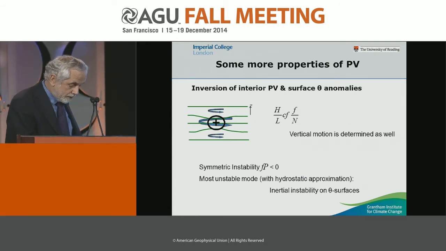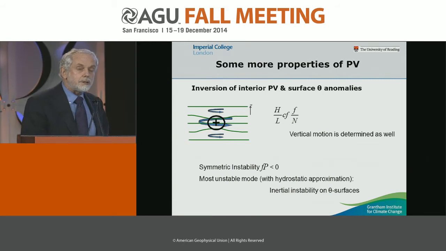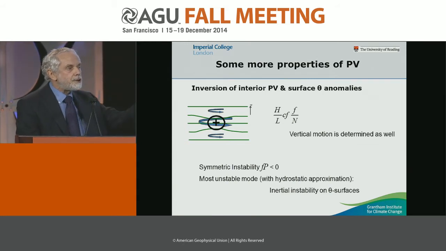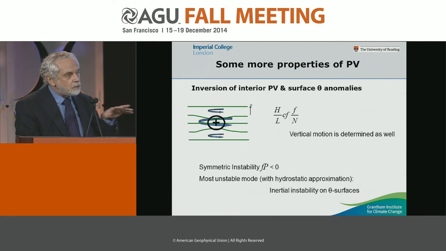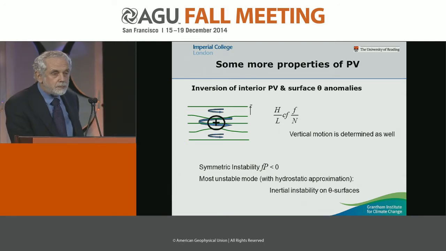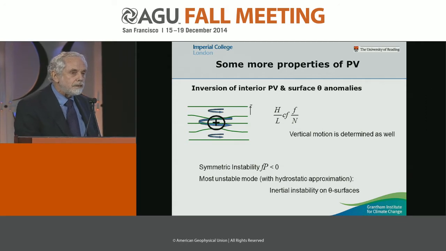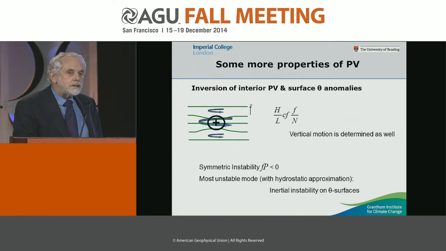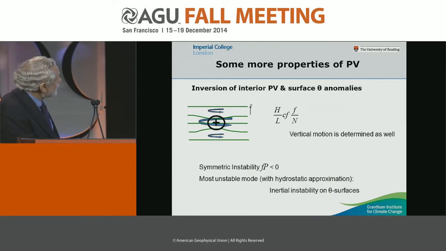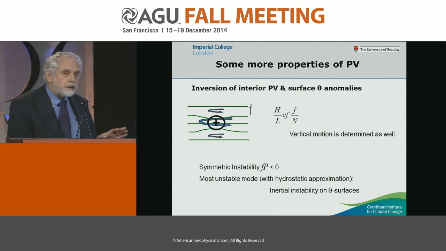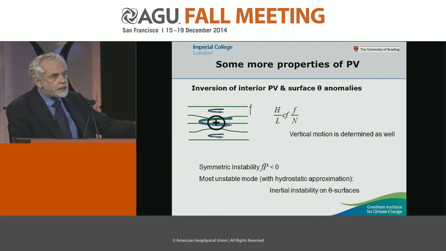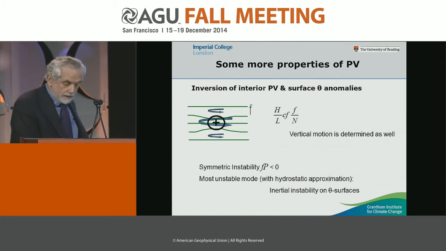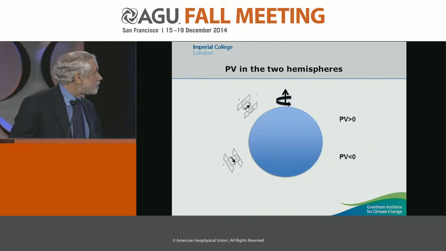Just another aspect of potential vorticity, the symmetric stability of a fluid. So if you have a motion in a direction, and you're thinking about the stability to perturbations independent of that direction of flow, then the condition for instability is that f times P is less than 0. So in particular, if you have negative potential vorticity in the northern hemisphere, that situation is unstable. And if you make the hydrostatic approximation, the most unstable mode corresponds to inertial instability on an isentropic surface. So we will come across that situation later on.